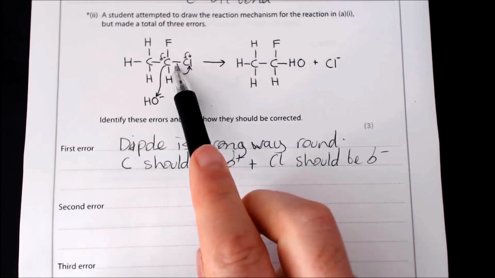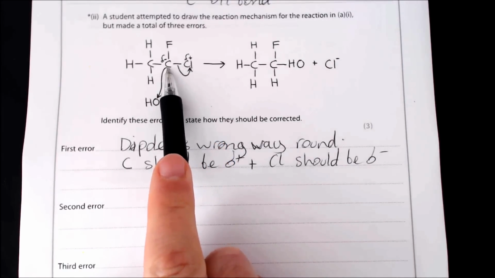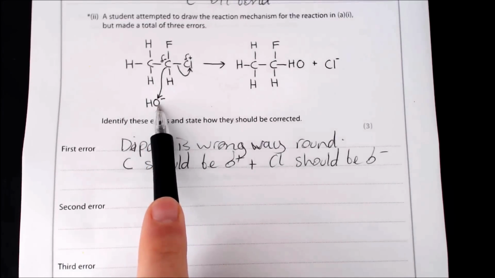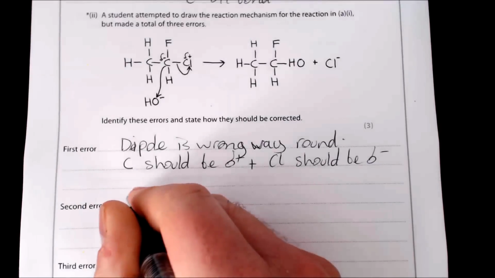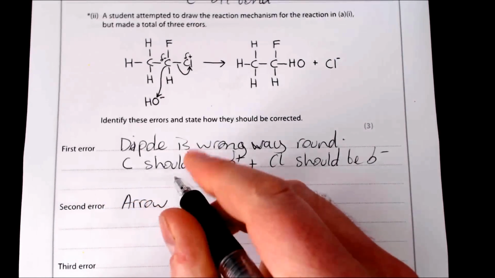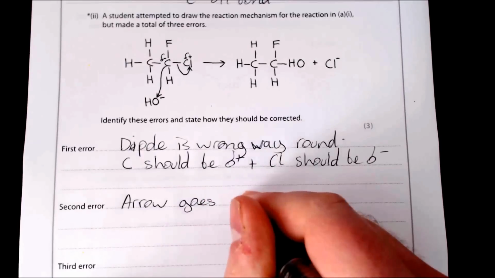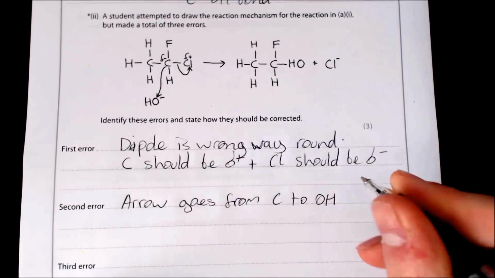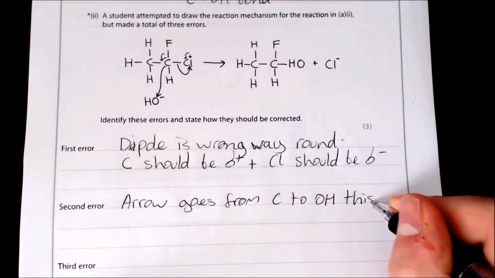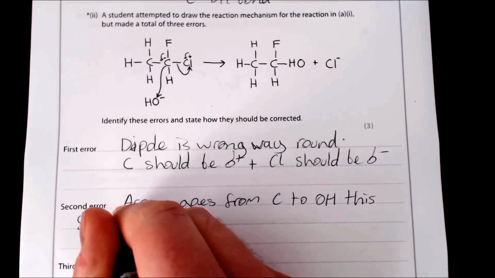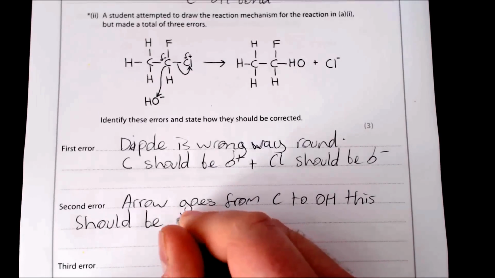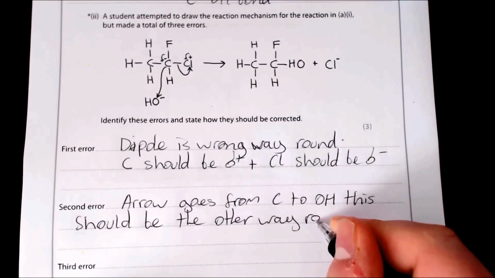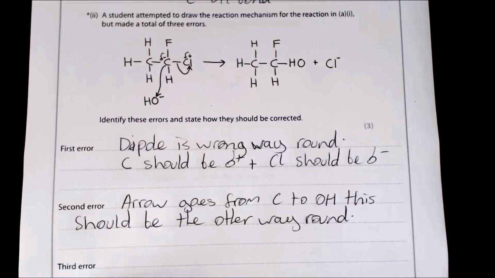Another error as well is actually, if you look at this arrow here, this is pretty bad actually. This arrow should be going from the oxygen to the delta positive carbon here. So we need to write that first. We first of all will state what the error is. So the arrow goes from C to OH. That's the error. This should be the other way round. Okay. All right, so there's your second one.